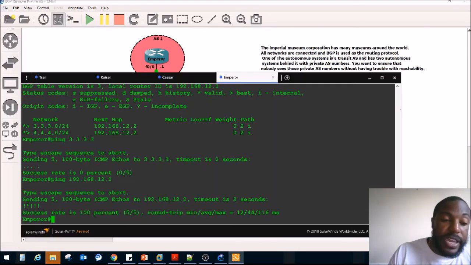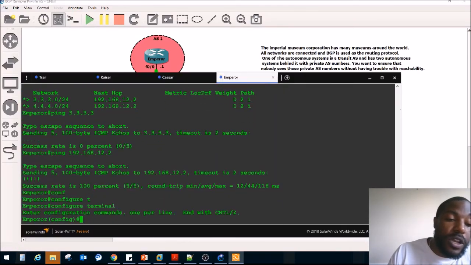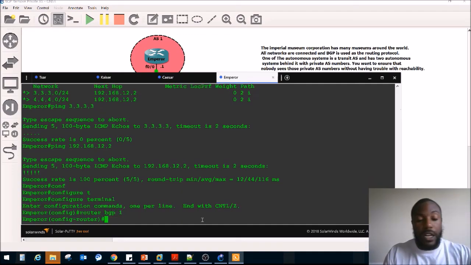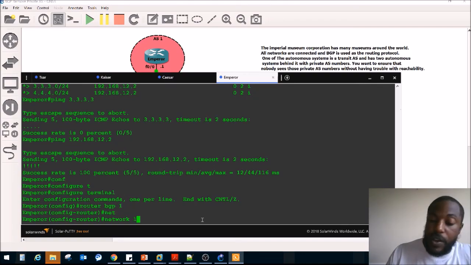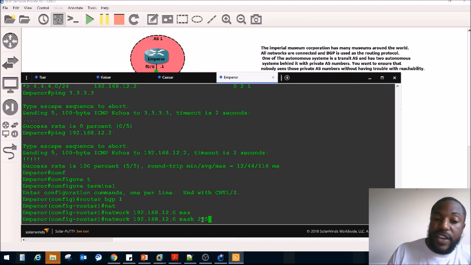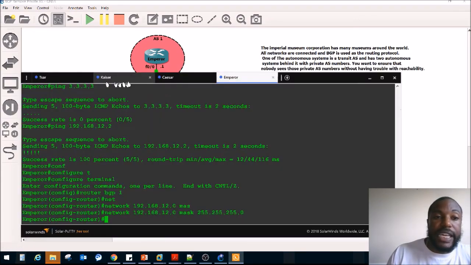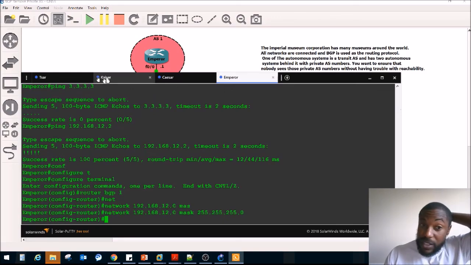We're going to go back in the global config mode. Router BGP, what am I doing? Network 192.168.12.0. Mask is 255.255.255.0, right? Because it was /24. Yep, it was /24.